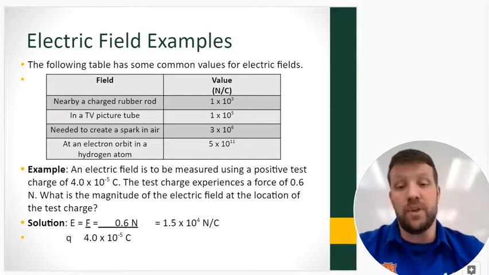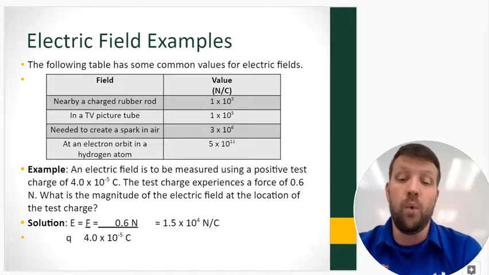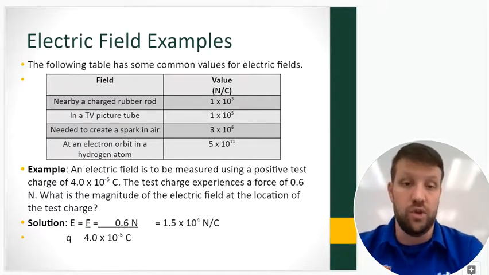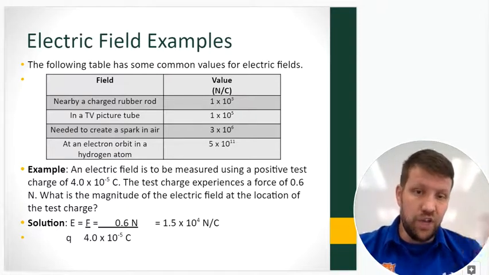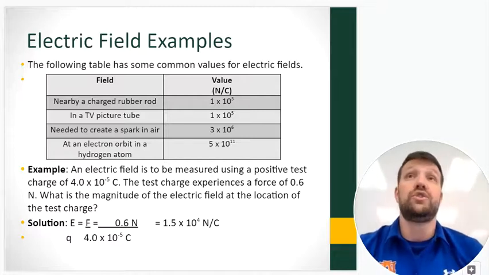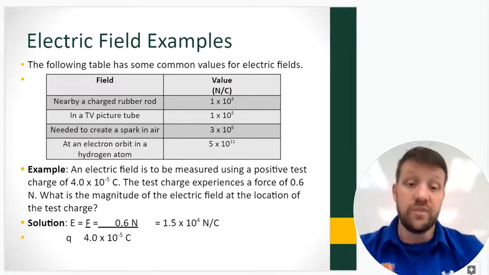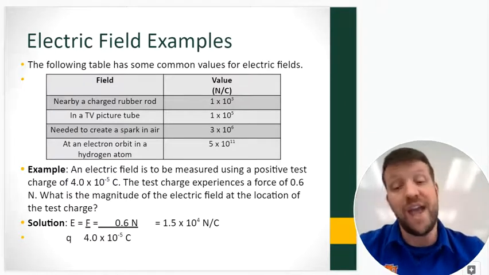All right, an example down here. We have an electric field that's to be measured using a positive test charge of 4 times 10 to the negative 5th coulombs. What that means is we're putting this little charge out there, and we're going to see what happens to that charge in order to determine how strong the field is. The test charge experiences a force of 0.6 newtons acting on it.